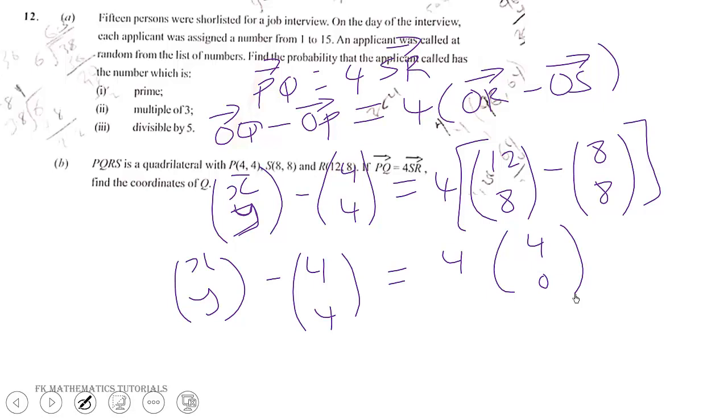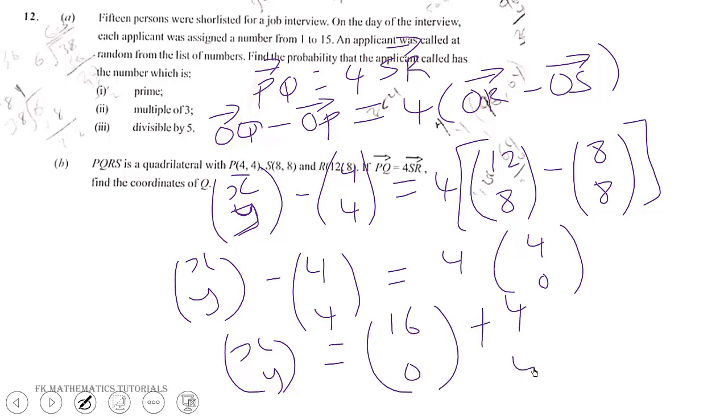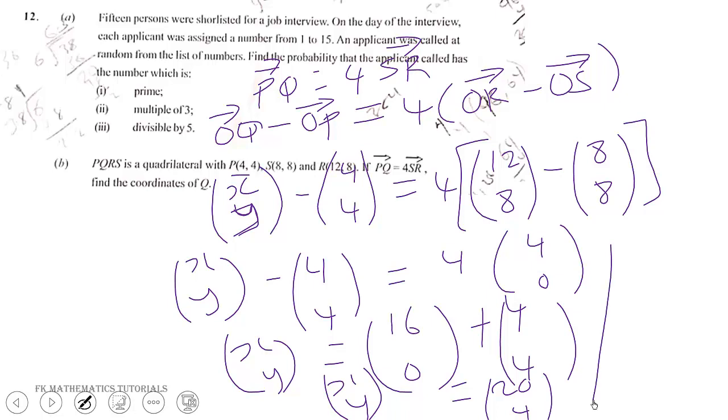So we have (x, y) to be equal to, so 4 times 4 here will give you 16, and 4 times 0 is 0, plus (4, 4). So (x, y) will be equal to 16 plus 4, which is 20, and 0 plus 4, which is 4. Therefore, the coordinates of Q are x equal 20 and y equal 4.